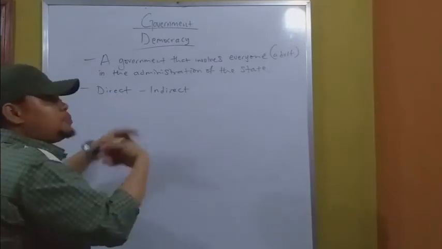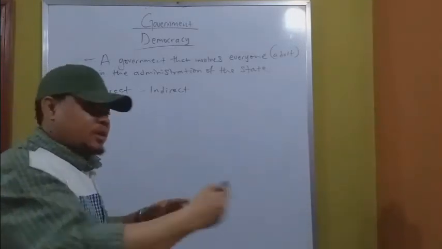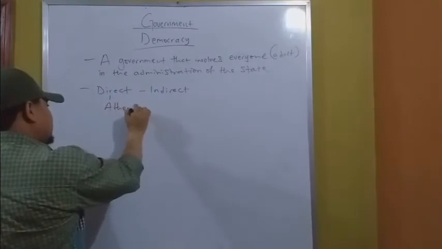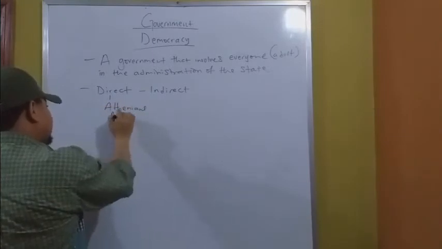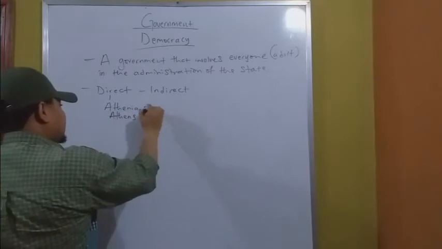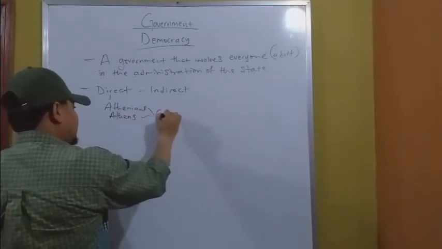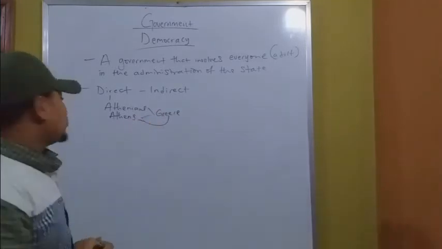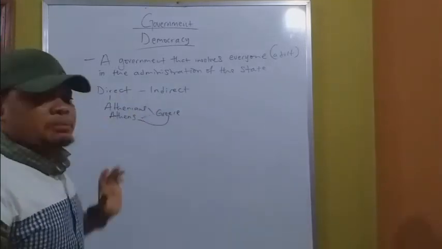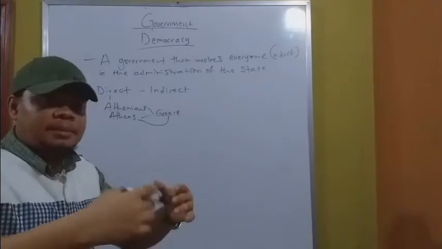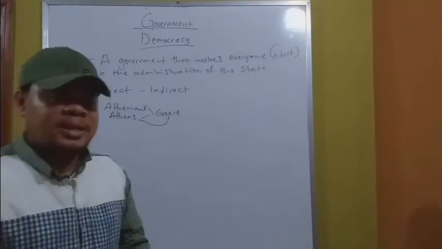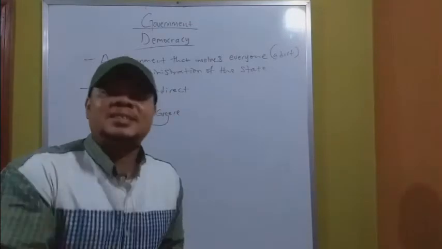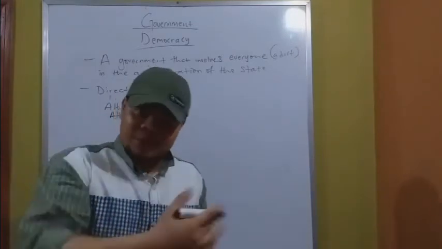And this was the first type of democracy that was practiced. And the people that invented democracy, the Athenians. They are the people of Athens, and they occupied the country Greece. Capital of Greece is what? Athens. Now, these people practice direct democracy. In Athens, everybody came together, every adult came together to analyze and to suggest what is better for them.